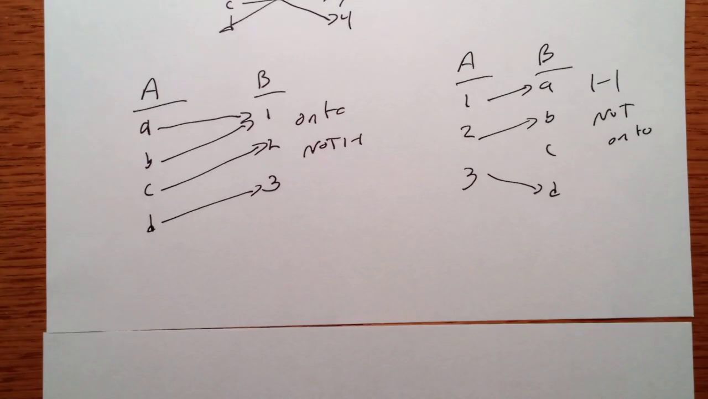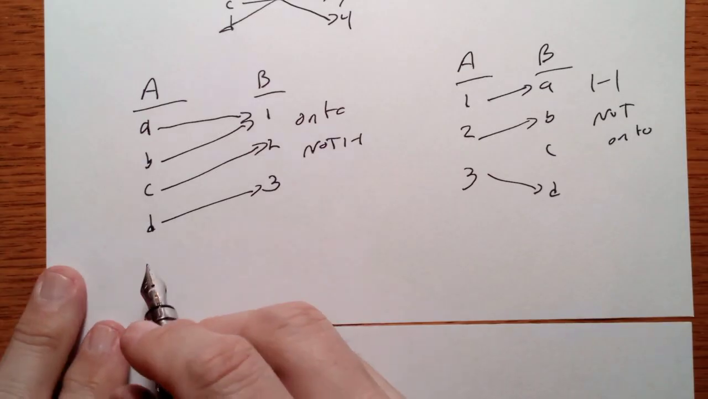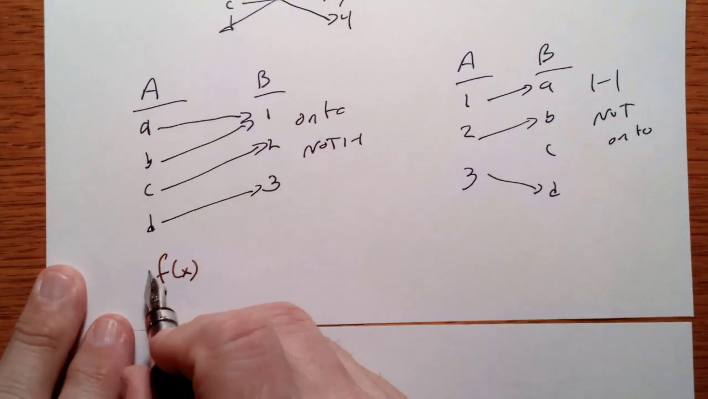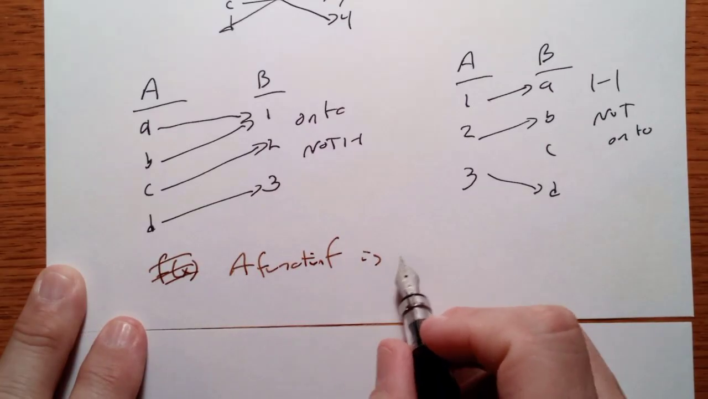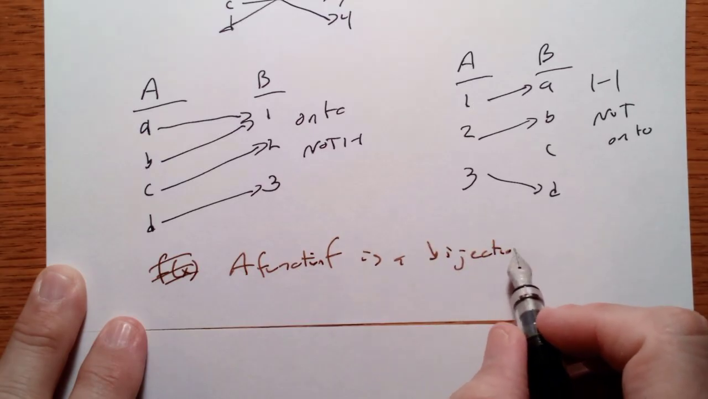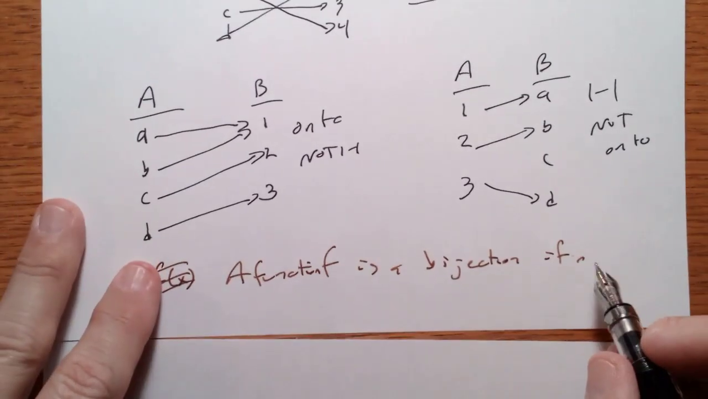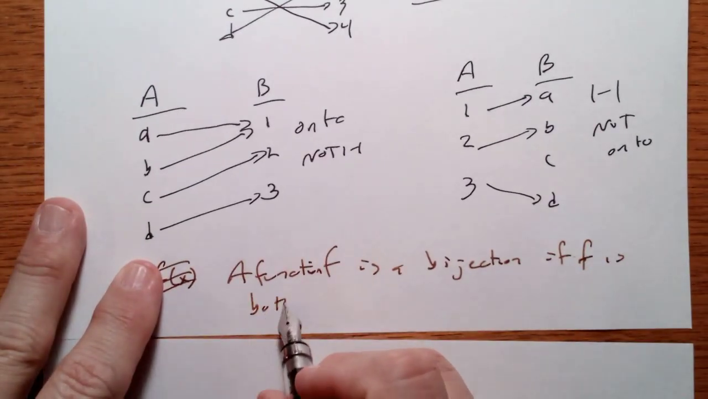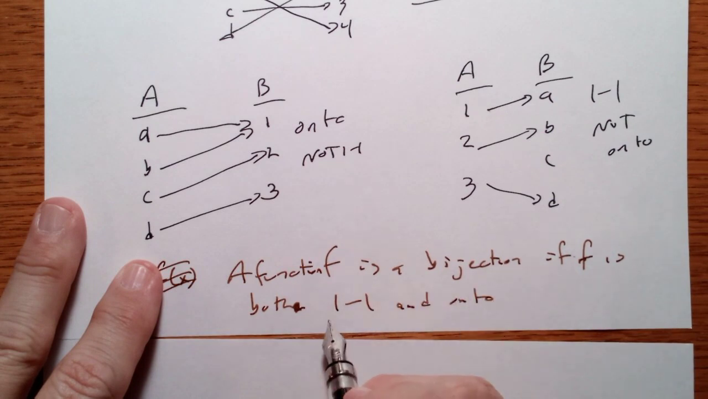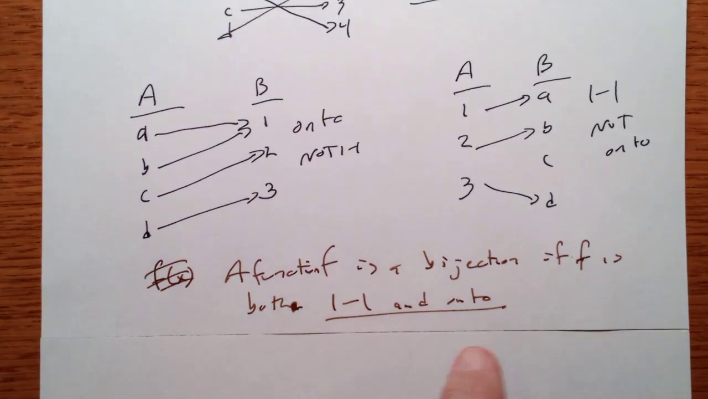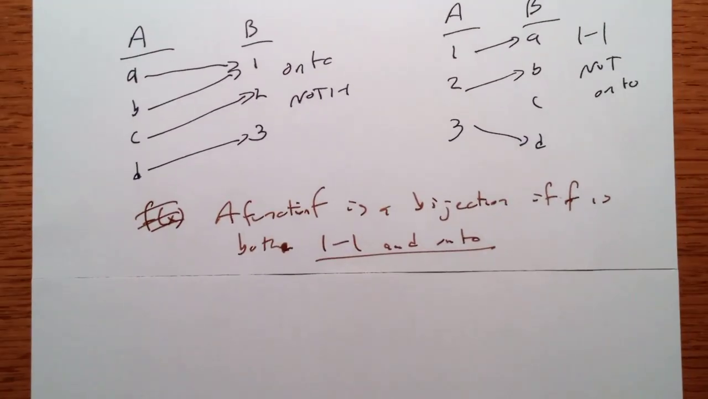By the way, a function that is both one-to-one and onto, a function f is a bijection if f is both one-to-one and onto. Well, bi means both, so it's got both properties. I'm good with that. Again, here's where I would ask about questions.